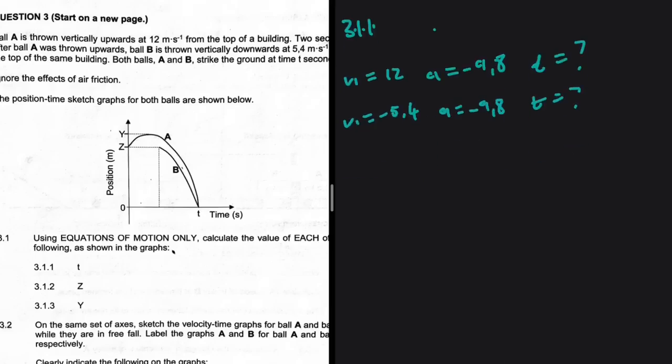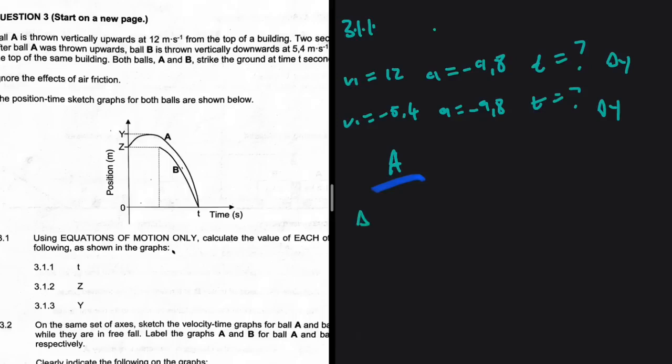So if we focus on ball A first, which equation do we want to use? We want to use an equation that involves delta y. Why am I choosing to take delta y as the fourth variable? Because they are thrown from the same height. So at time t, when they strike the ground, they have the same displacement, right?